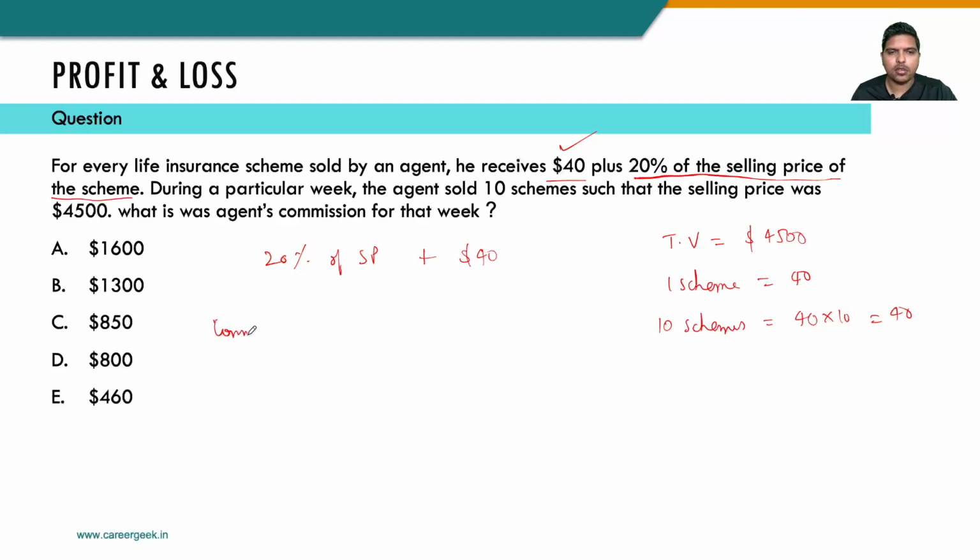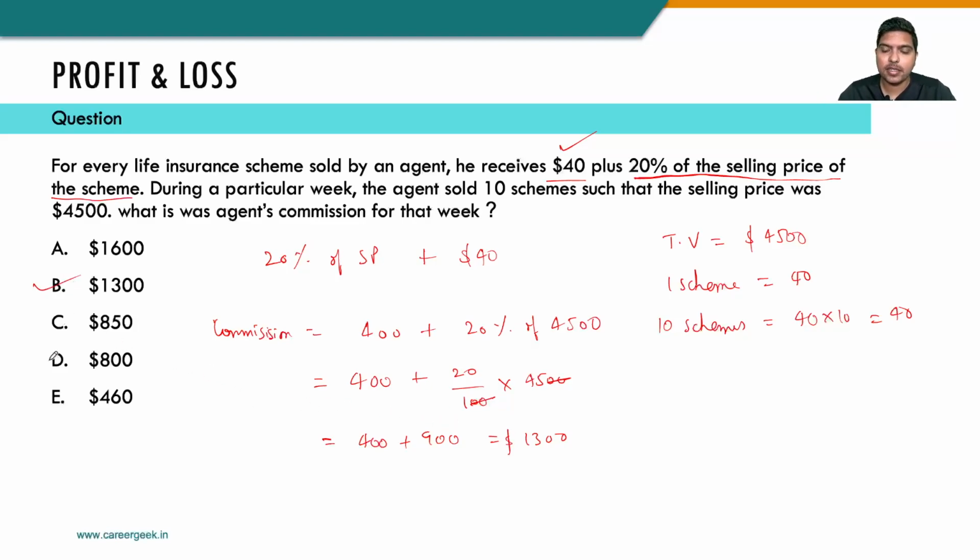So what is the commission? Commission is $400 plus 20% of the total worth. I hope this is clear. $40 for one scheme, 10 schemes, $400, and 20% of the total value of the schemes. If we calculate, we get 20 into 45 is 900. So 400 plus 900, which is equivalent to $1,300. Yeah, the agent earns that as commission.